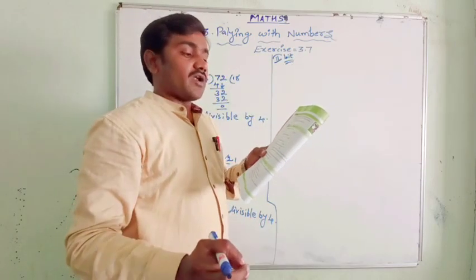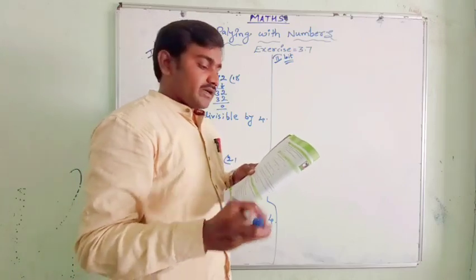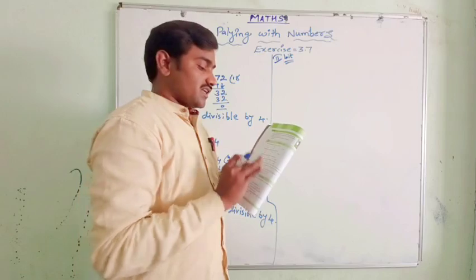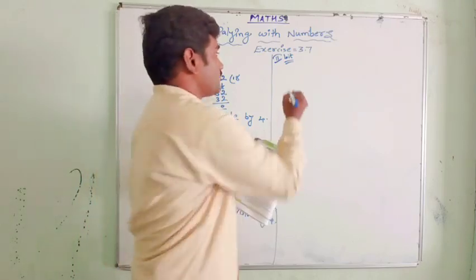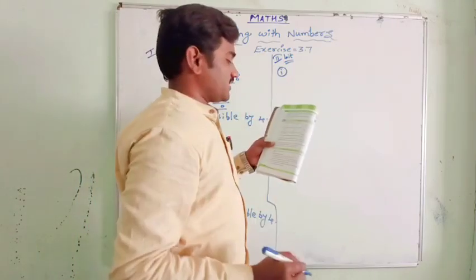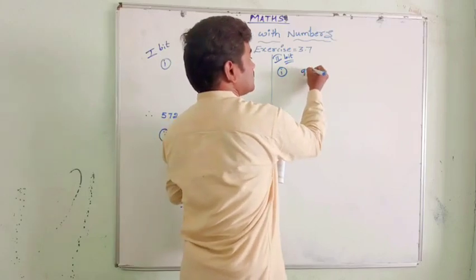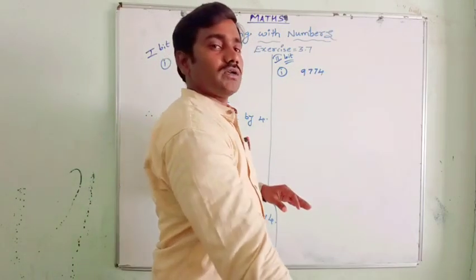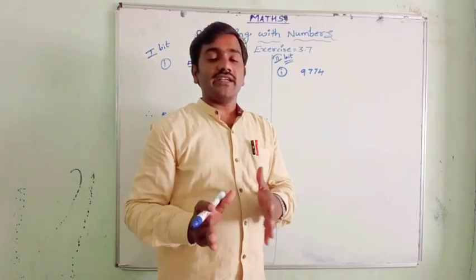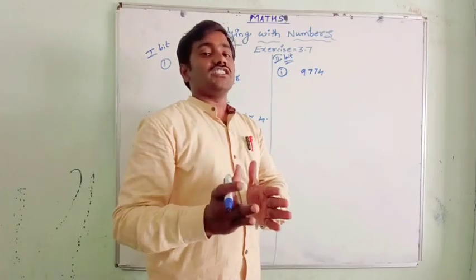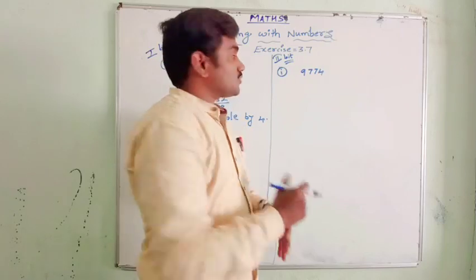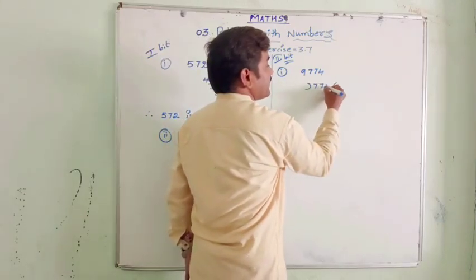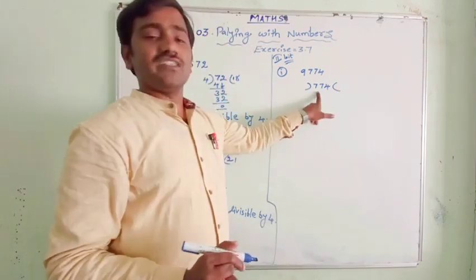Test whether the following numbers are divisible by 8. Here also there are 5 internal questions, as in the first bit we have done. So let us check 2 of the problems. Let's take the first problem, that is 9,774. Is this number divisible by 8 or not? To check the divisibility rule of 8, the last 3 digits must be divisible by 8. What are the last 3 digits here? 774. Is this number divisible by 8?